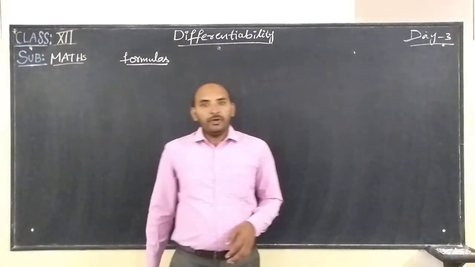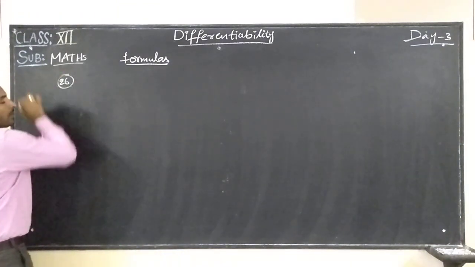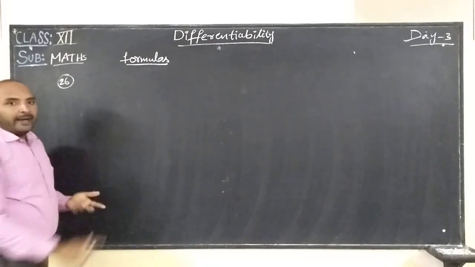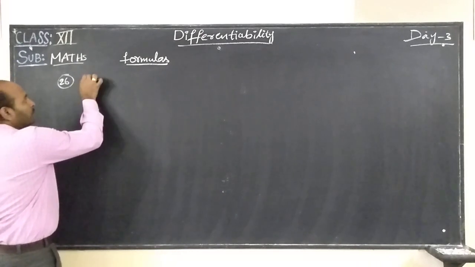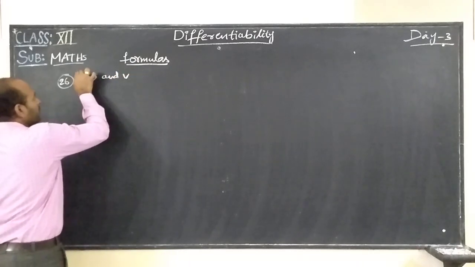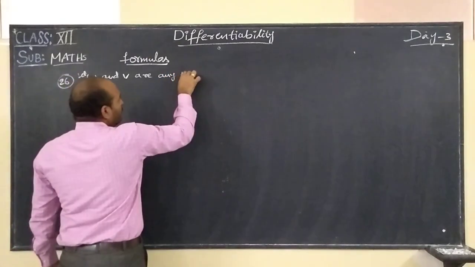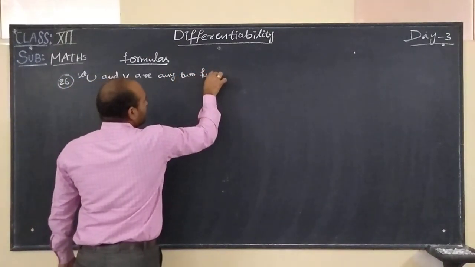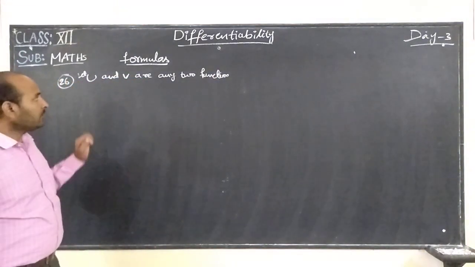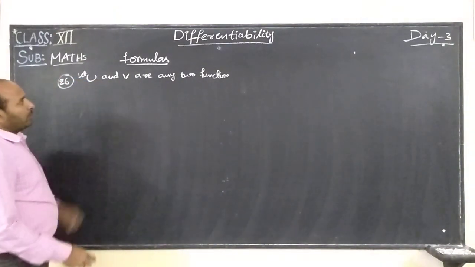Next, algebra of derivative of functions. 26. Algebra of the derivative of the functions. Let u and v be any two differentiable functions with respect to x.